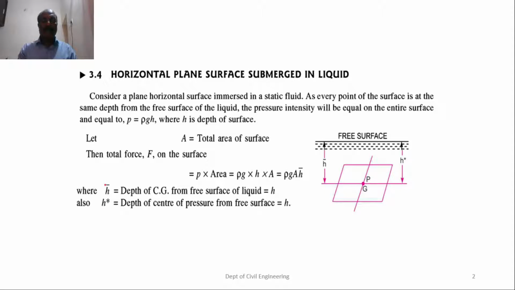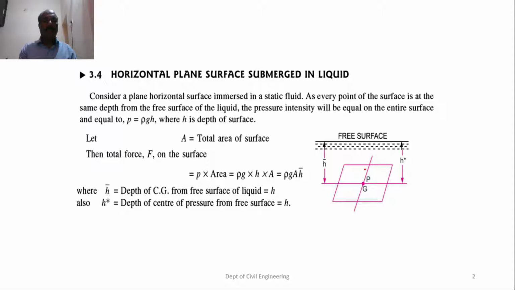The earlier slides explained the vertical plane surface submerged in a liquid. In this session, we cover the horizontal plane surface submerged in a liquid. Consider a plane horizontal surface immersed in a static fluid. Static means no motion, no flow. Every point of the surface is at the same depth.